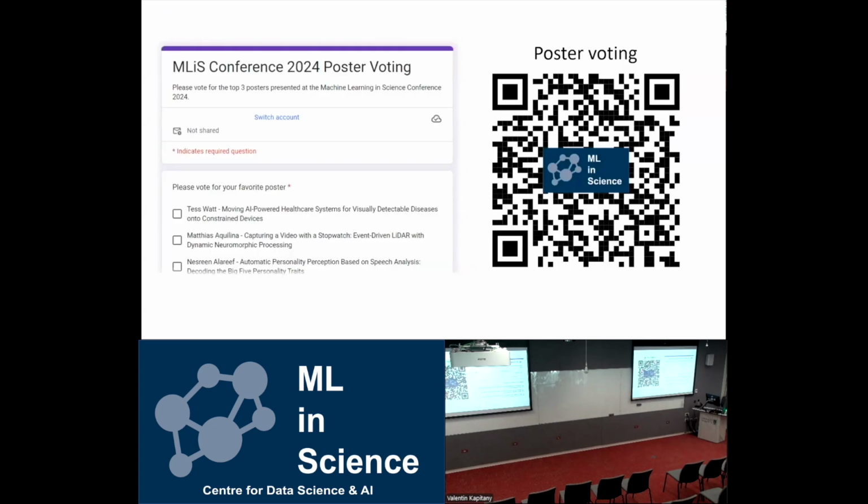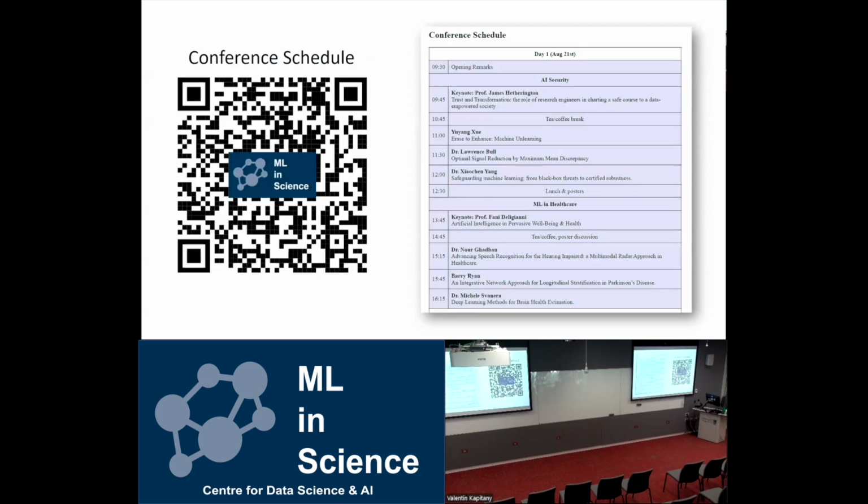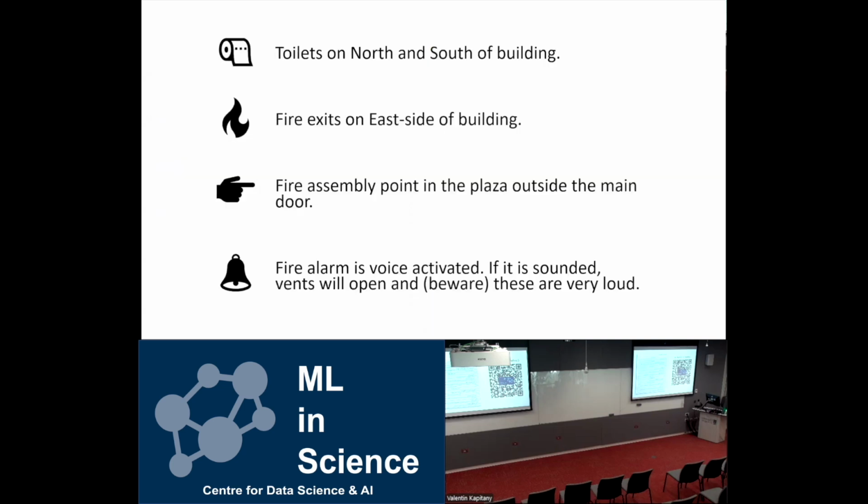For the posters, we're having a couple of poster prizes. One is selected by the keynote speakers and the invited speakers, and one is voted by the audience. There are QR codes again on the smart screens. It'll bring you to a Google form, and you can vote for your favorite poster. We'll announce that at 3 o'clock today before the last session. The conference schedule I already mentioned: there are QR codes dotted around outside.